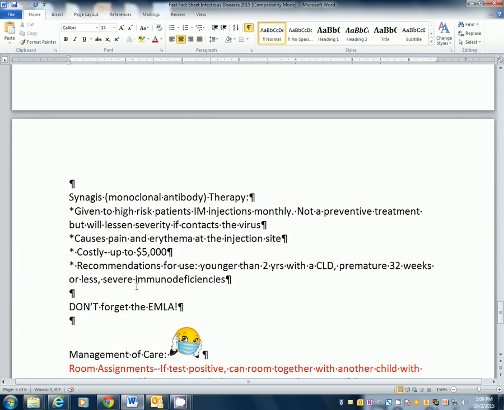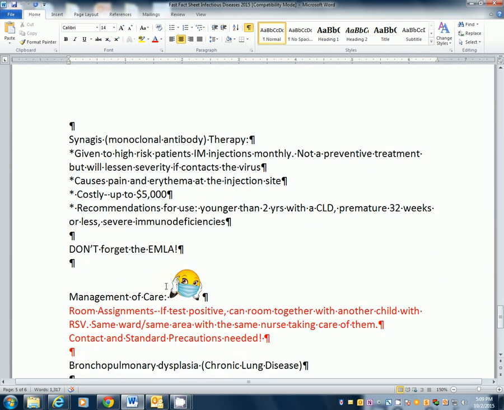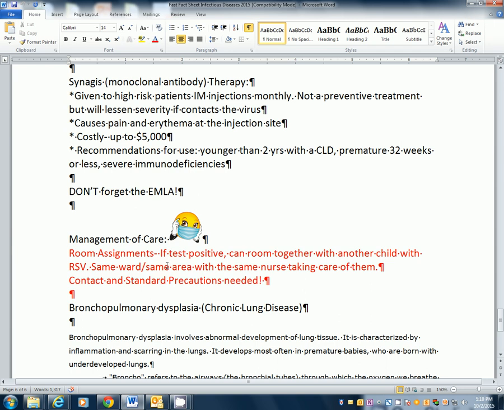Synagis, which is given to high-risk patients, is given in IM injections monthly versus IV. It again is not a preventive, but it will lessen the severity if they contract it. It causes pain and erythema at the site, and again is up to about $5,000 an injection. Recommendations for use: younger than 2 with a chronic lung disease, premature infants 32 weeks or less, or severe immunodeficiency. So again, we don't just give this to anyone. If they're going to get this, then we can use EMLA, but we need to leave that on for a good 45 minutes to an hour before we give the injection.